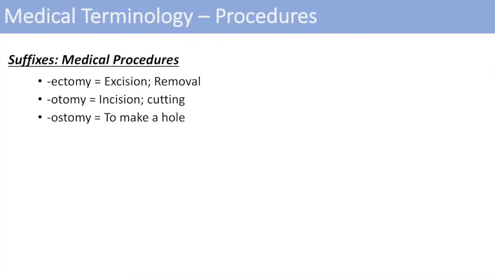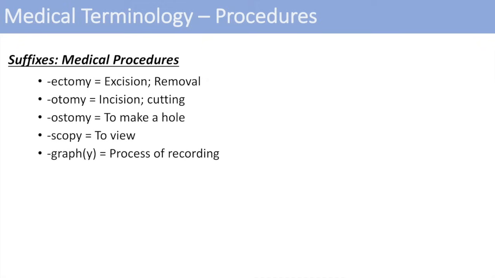Ostomy, so you can think of a colostomy bag. It's kind of like making a hole. So it's a little bit different than otomy. Otomy is making a cut. Ostomy is making a hole for some kind of connection. Scopy, you can think of microscope or microscopy. That's just to view. That's all that means.